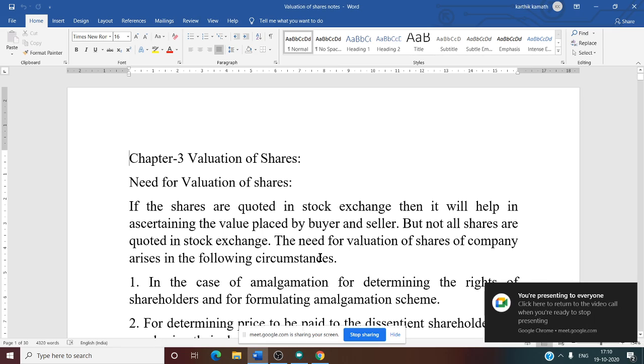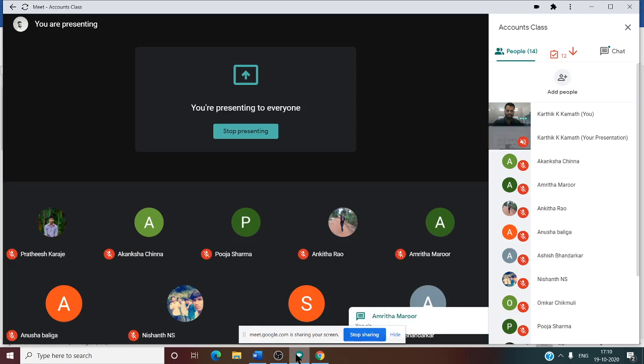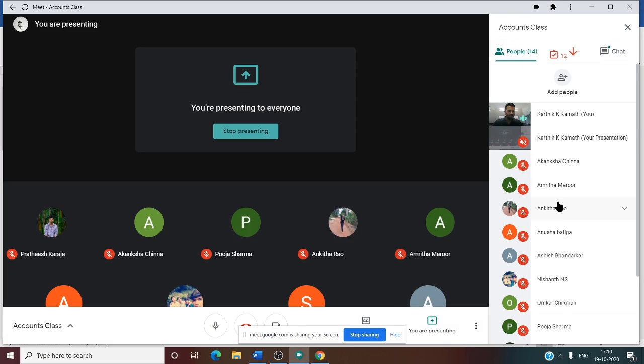Now we need to discuss valuation of shares. First thing, before going into this chapter, we need to know what shares are. So, what is a share? Can you tell me what a share is? Anyone? What do you mean by share?